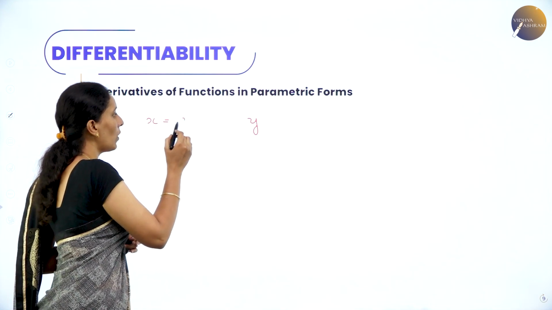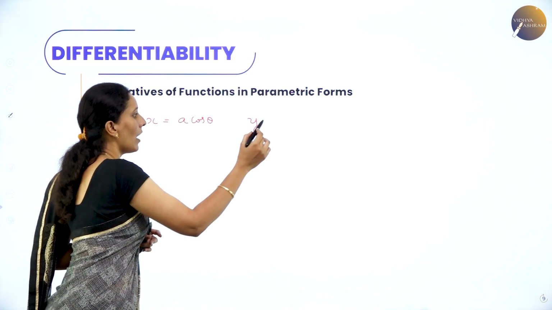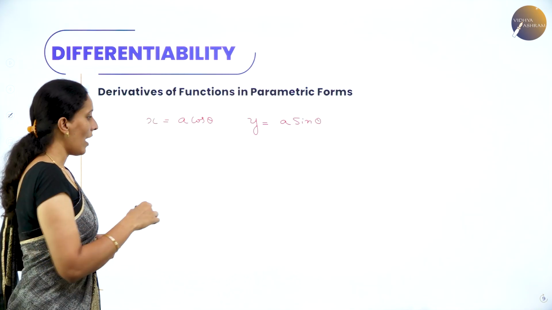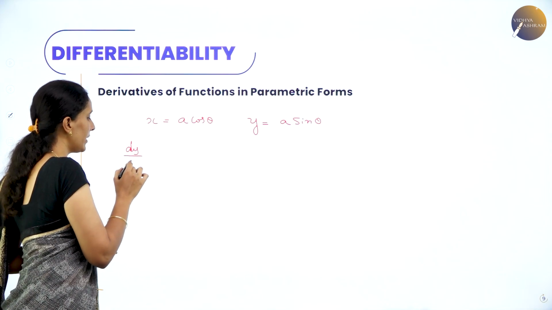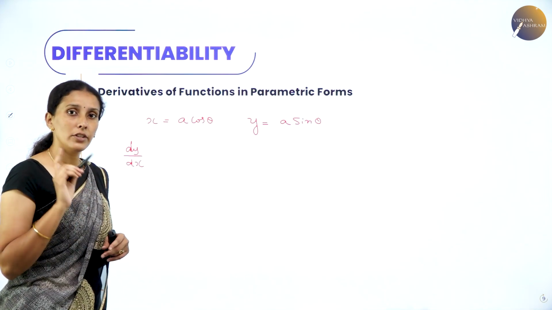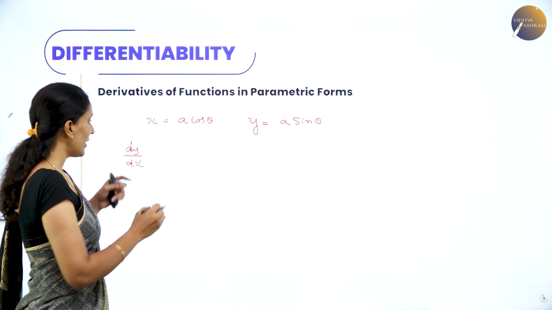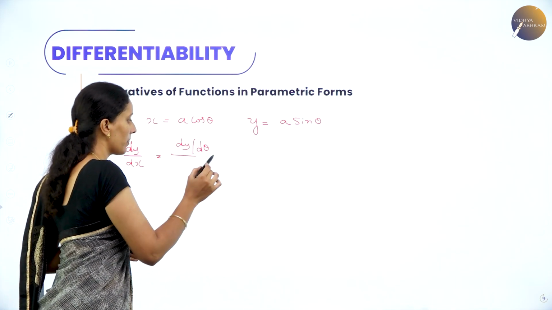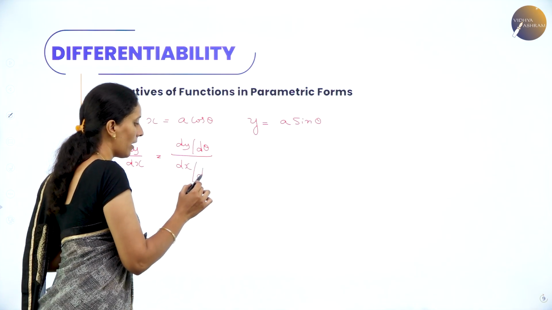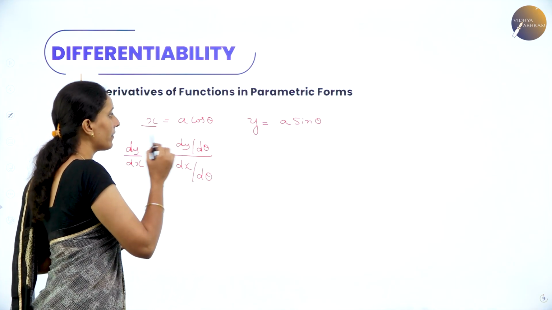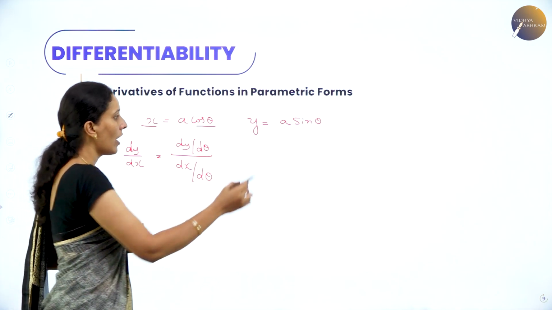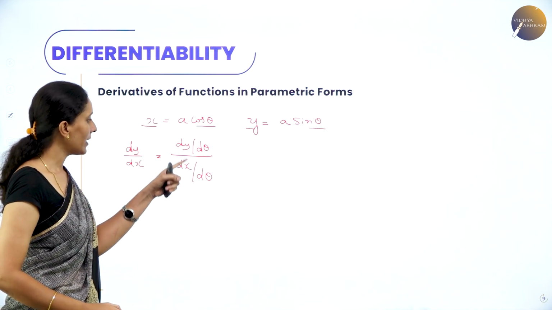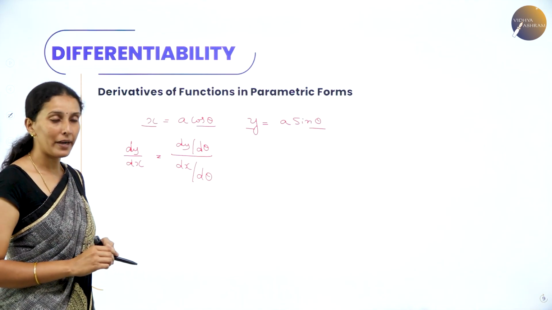Now, x is equal to a cos theta and y is equal to a sin theta. But I have to find what is dy by dx. So how to find out dy by dx? Then dy by dx can be written as dy by d theta and dx by d theta. That is, x is differentiated with respect to theta and y is differentiated with respect to theta. And then if we apply here, we will find out dy by dx.